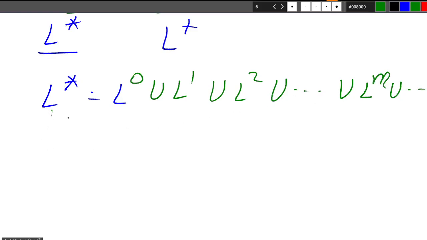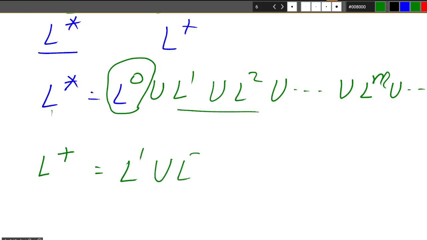Okay. If I tell you about L plus, what will it be? It will not have this portion L0. It will start from L1. That is the only difference. L1 union L2 union, these kinds of things.